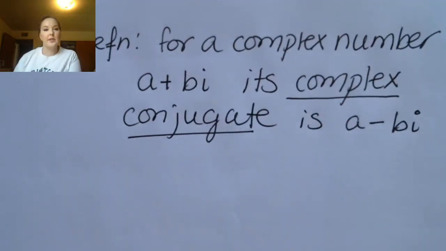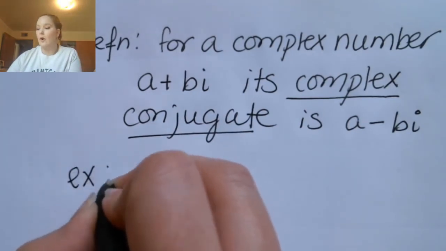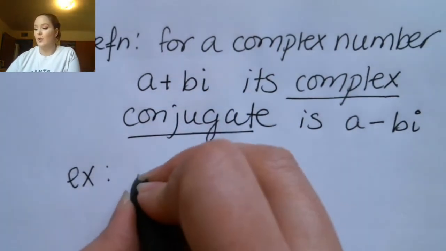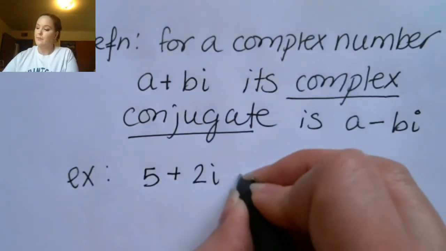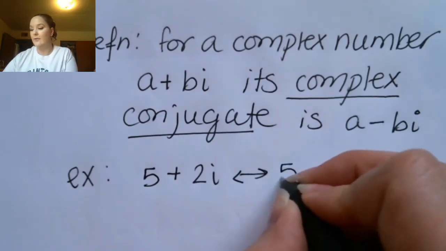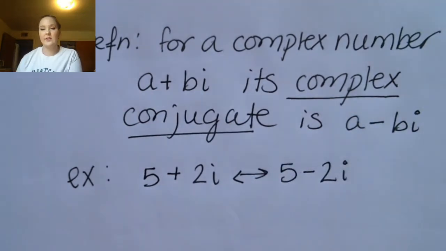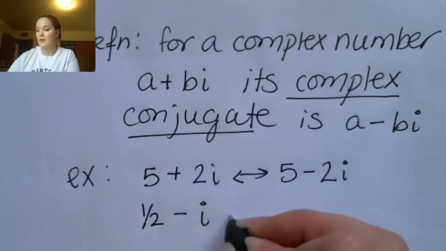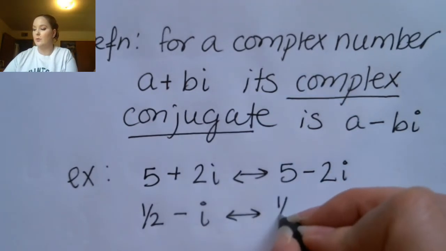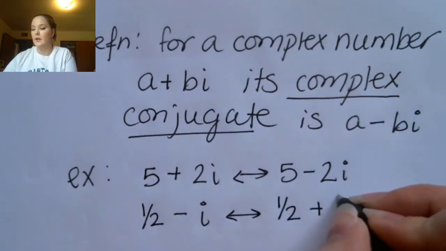Okay, so this setup is actually called a complex conjugate. So we just saw an example of complex conjugates in the previous example. So we had 5 plus 2i and 5 minus 2i. So this is a perfect example of complex conjugates. You could also have something like 1/2 minus i, and its complex conjugate would be 1/2 plus i.